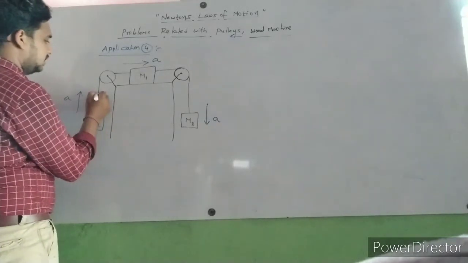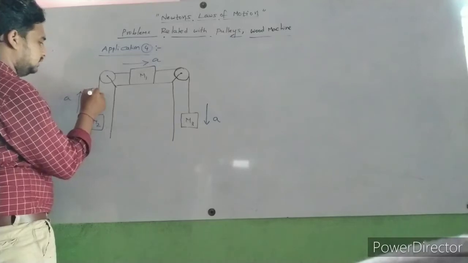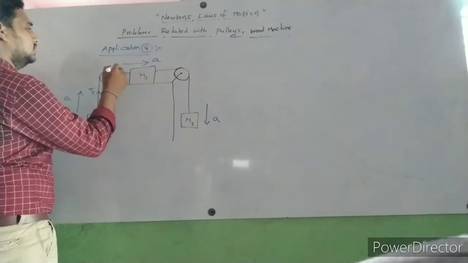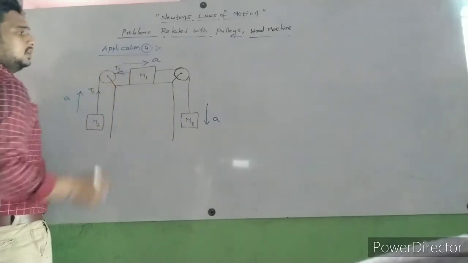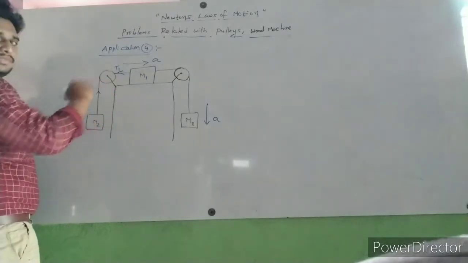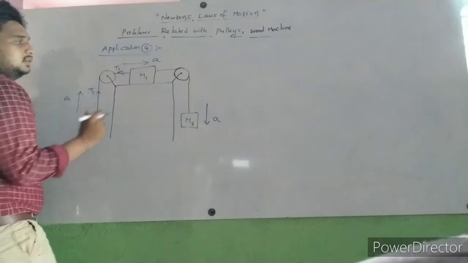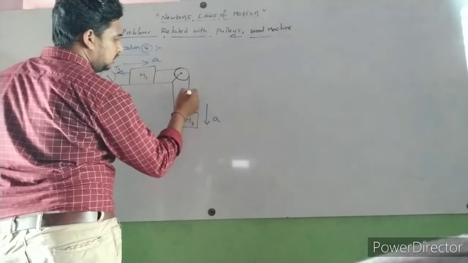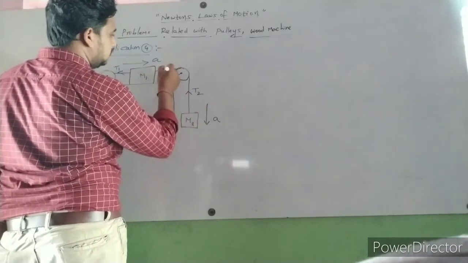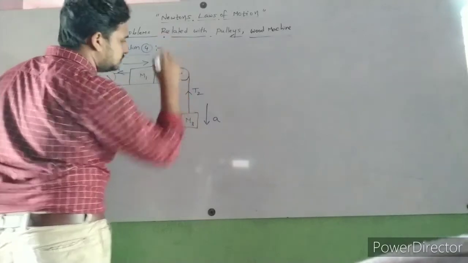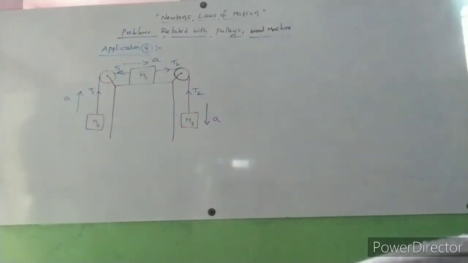And here tension force is T1, because it is the same thread from the same rope. So we consider T1 on both sides of the pulley, same rope. This is a tension T2. Okay, so like this we are taking.